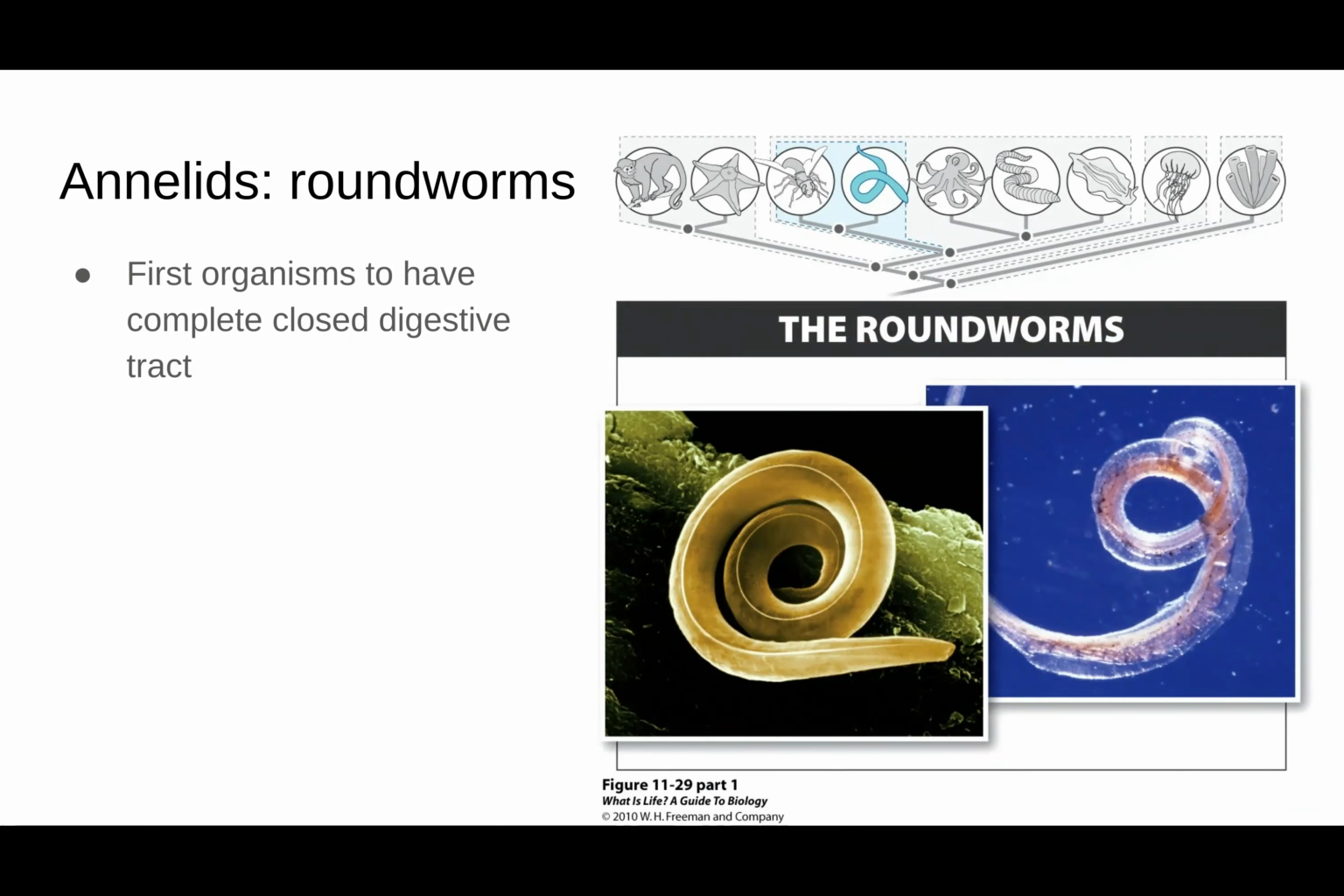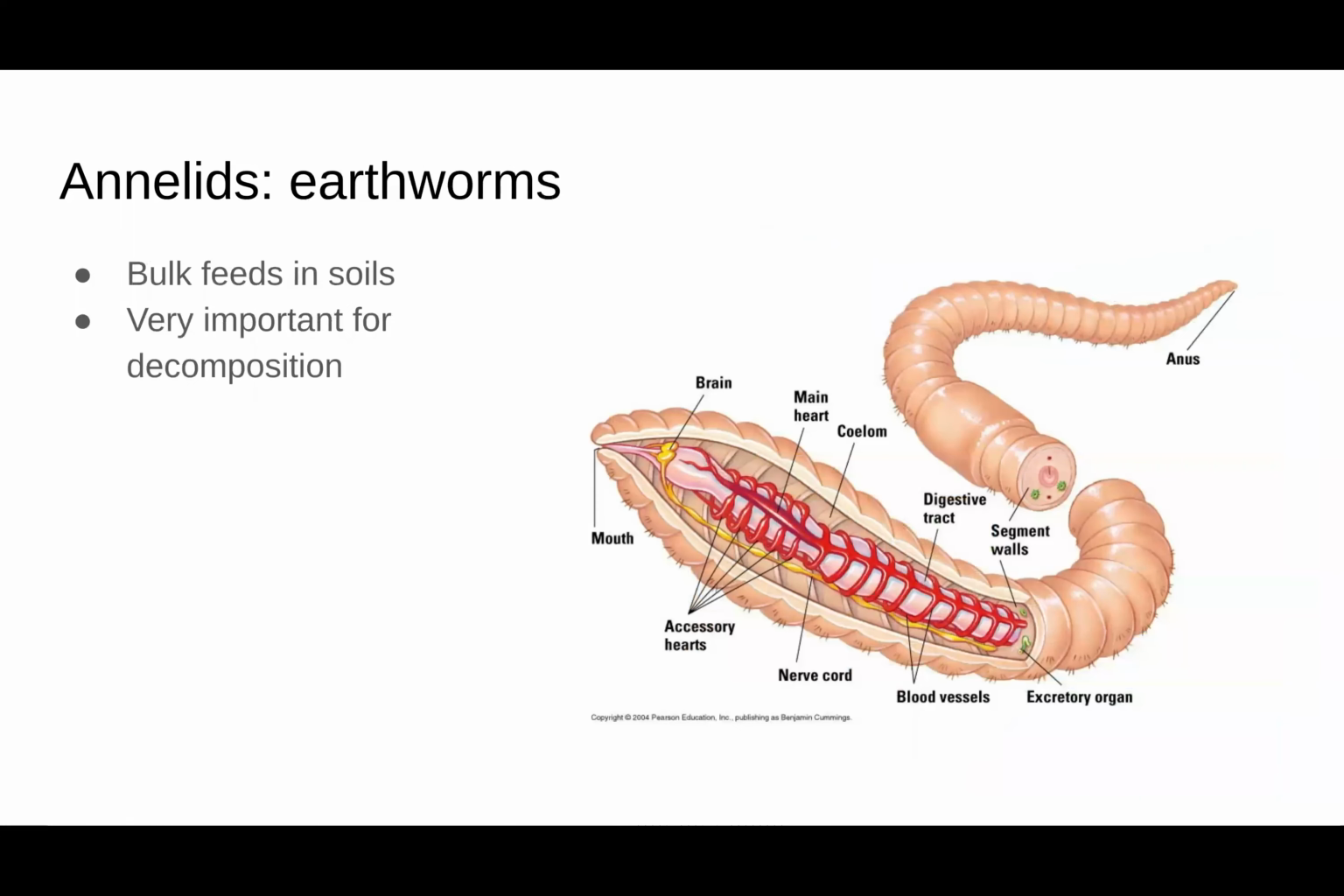But again, lots of important things here in our worms. We finally had a closed mouth. We finally had a separation between mouth and anus. We finally have nervous system tissue. We have cool things like regenerative abilities. And then finally, one of our last important types of annelids is our earthworms.